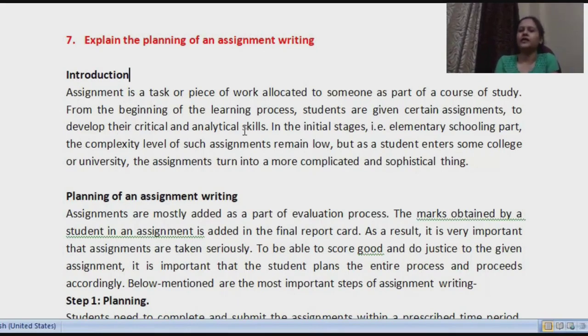To develop their critical thinking and analytical skill. Based on age of the student, assignments would be given. In our school days, simple assignments were given to us, right? Do some craft using waste materials or something like that. So in order to develop critical thinking and analytical skill, in small age it was to develop analytical skill, now it is to develop critical thinking, right?